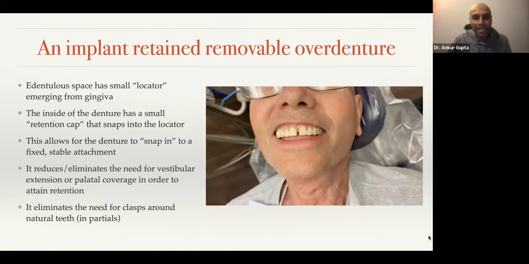The dude's happy. And the reason he's happy is because he can eat and he can function and he can do stuff that he wasn't able to do. I was able to make a disability become an ability. And the fact is that's satisfying.